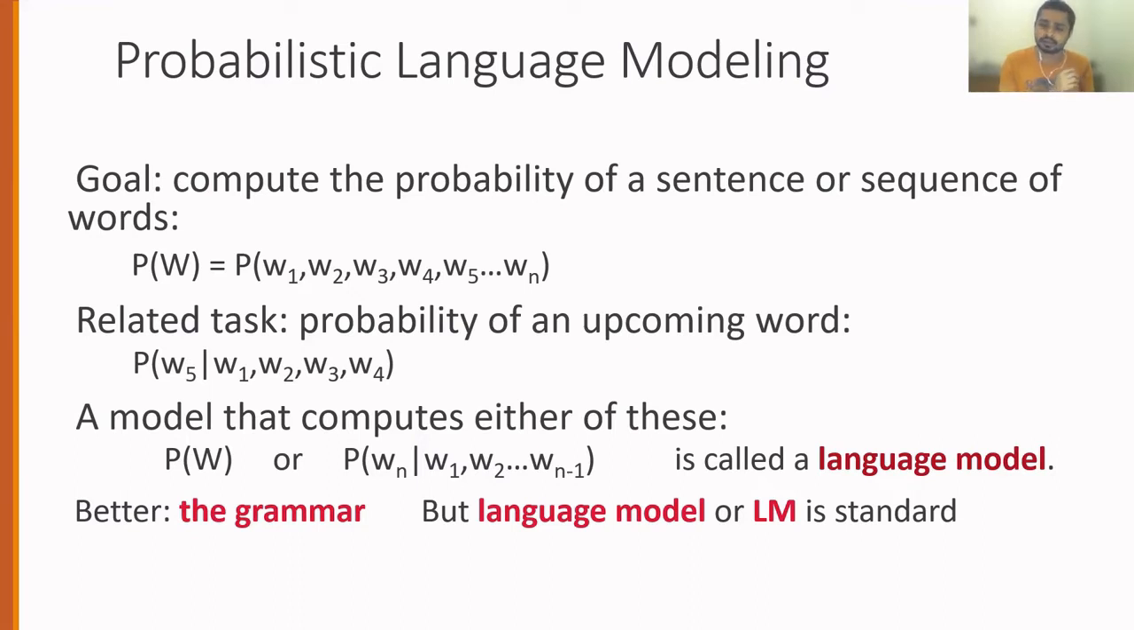A related subtask can also be predicting the upcoming word. That can be formally stated with the second equation, that is the probability of the fifth word in that sentence, the probability that that particular word will appear, given that the last 4 words were word 1 to word 4. A model that computes either of these is called a language model, or LM.